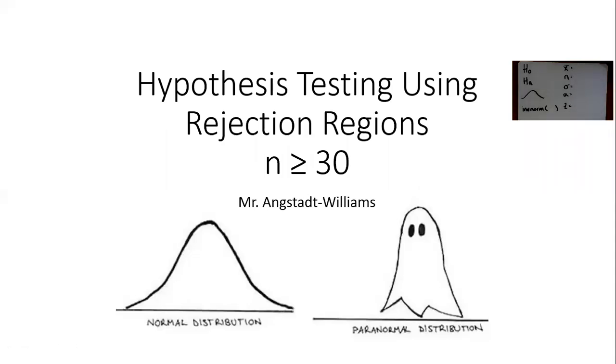All right, so in this video, we're going to talk again about hypothesis testing, but this time instead of using p-values, we're going to use rejection regions. And same as before, these are for large sample size, so sample size is greater than or equal to 30.